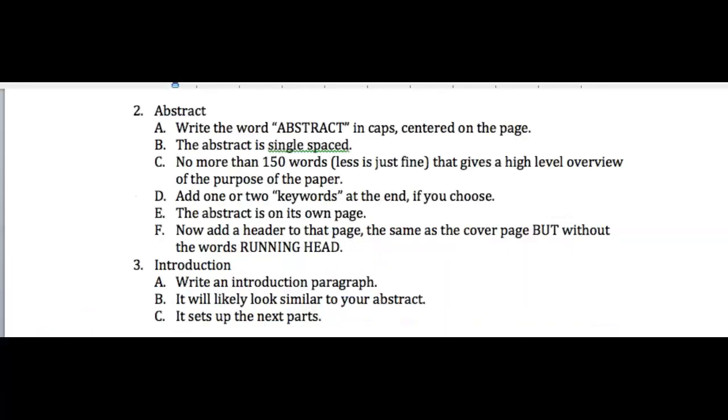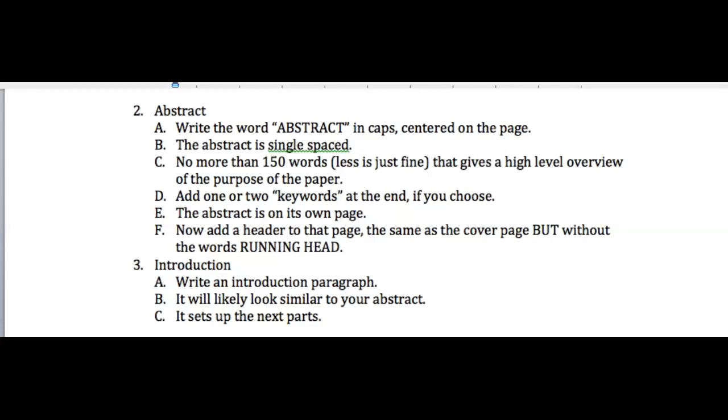The next part of the paper, okay, you've got your cover page. Now you're going to a new fresh page, right? It'll have a header on it, and you write the word abstract centered at the top. And I single space my abstracts. I've been taught to single space. I do believe the new edition of APA says double spaced on the abstract, so either way I'll accept. But no more than 150 words. And again, I think there's a change. It says 150 to 250.